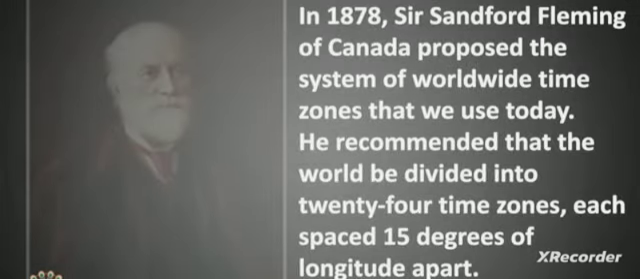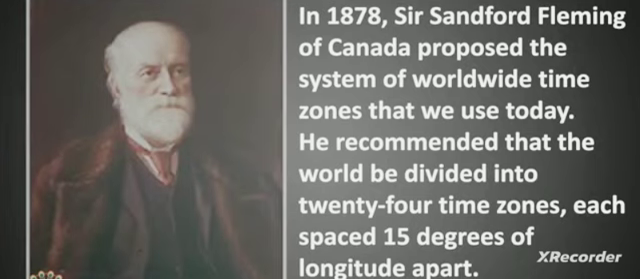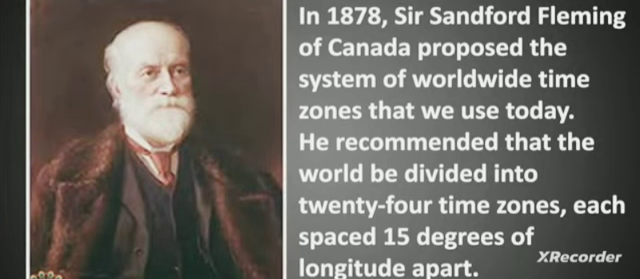In 1878, Sir Sandford Fleming of Canada proposed the system of worldwide time zones that we use today. He recommended that the world be divided into 24 time zones, each spaced 15 degrees of longitude apart.